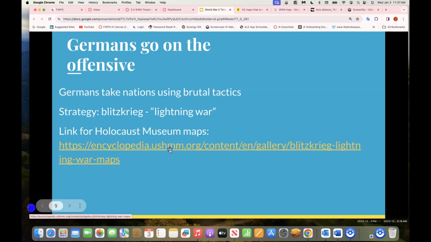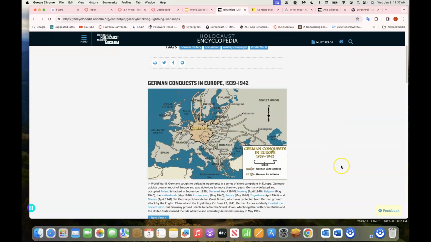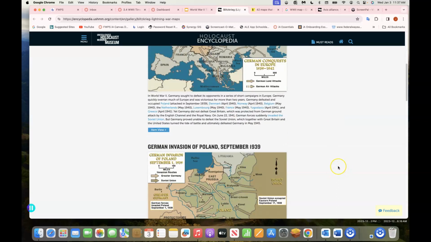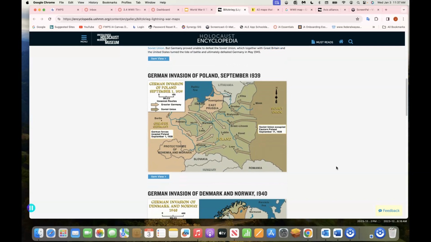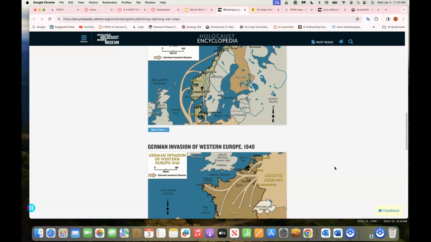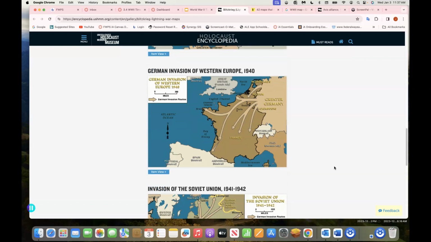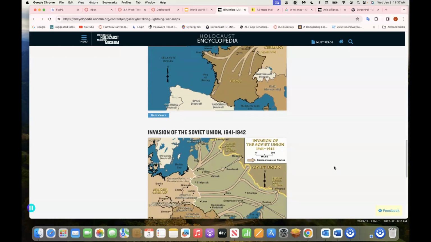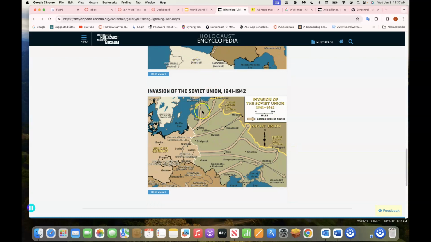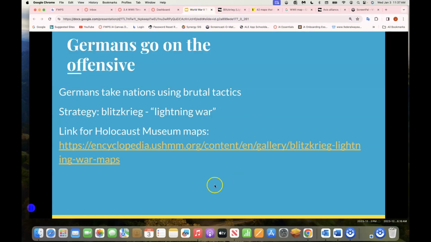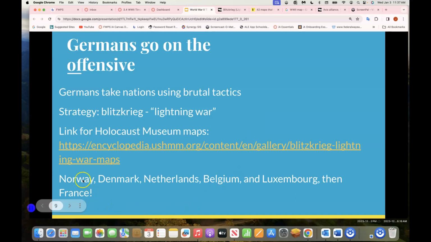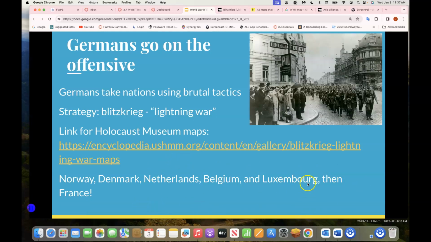You can look at how lightning war is executed by looking at some of these maps to see where the Germans first started invading and where they go, okay? So this is kind of a timeline of maps, if you will. They go into Norway, Denmark, the Netherlands, Belgium, and Luxembourg, then France. All right, so this one is in the Netherlands. This photograph was taken in the Netherlands.